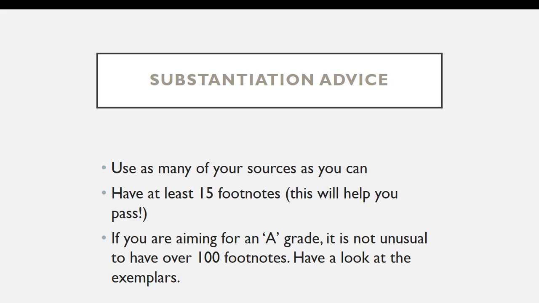So, in a nutshell, advice for substantiation is use as many of your sources as you can, have at least 15 footnotes, and if you are aiming for an A grade, it's not unusual to have over 100 footnotes. So have a look at the exemplars. The 100 footnotes doesn't apply, obviously, to every A grade. It does depend upon what you're actually doing.